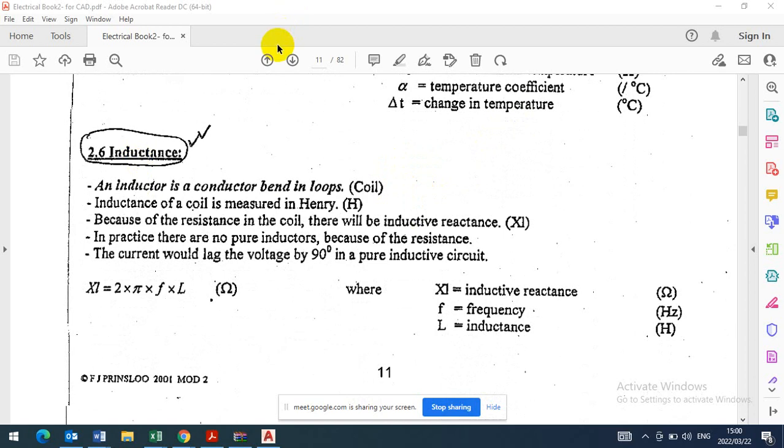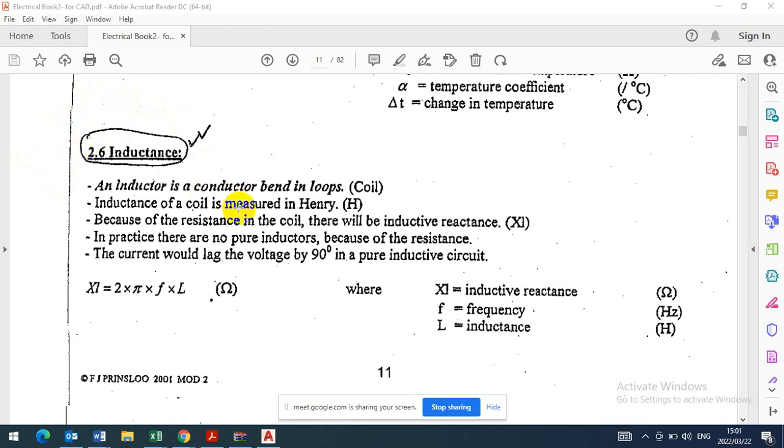Okay, so we have been talking about resistance, which is the ability of a resistor to regulate the flow of current. The ability of a resistor to regulate current flow, that is its resistance. When we come to inductance, it is the ability of an inductor to store magnetic field.